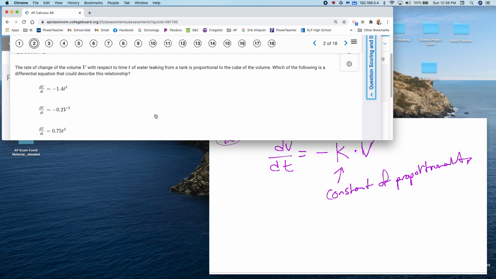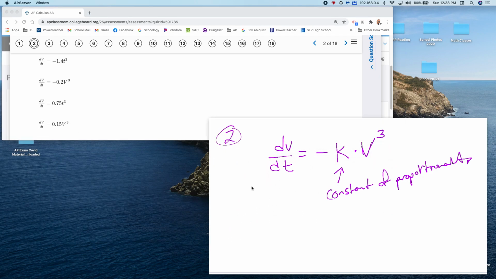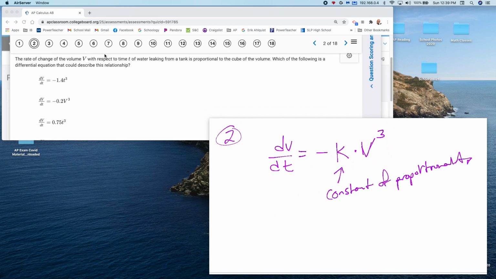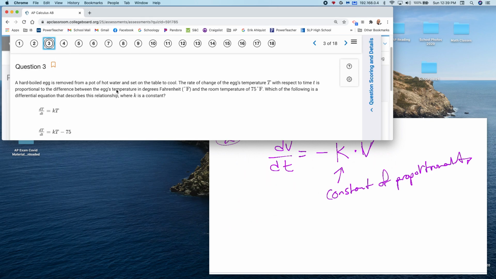And it's the only one that has the volume cubed. And I mean, this one does too, but because this one is not negative, that can't be the right one because that part that says leaking right here, that's a really important piece. So that's why that second one's the answer. So let's go to this one.